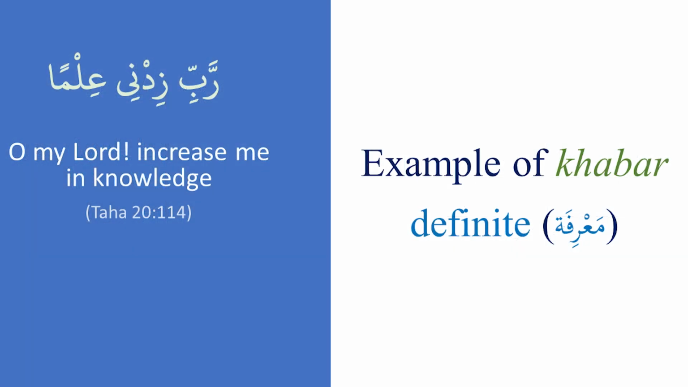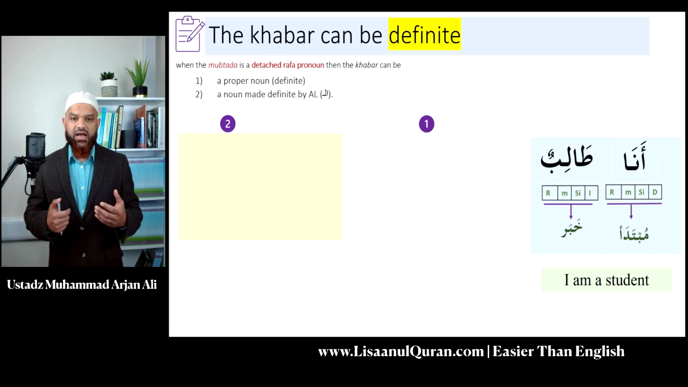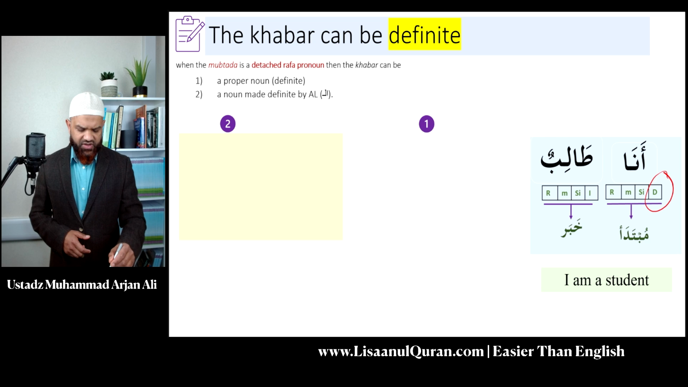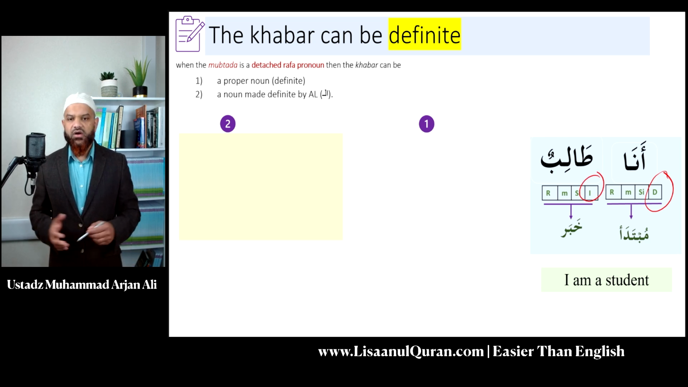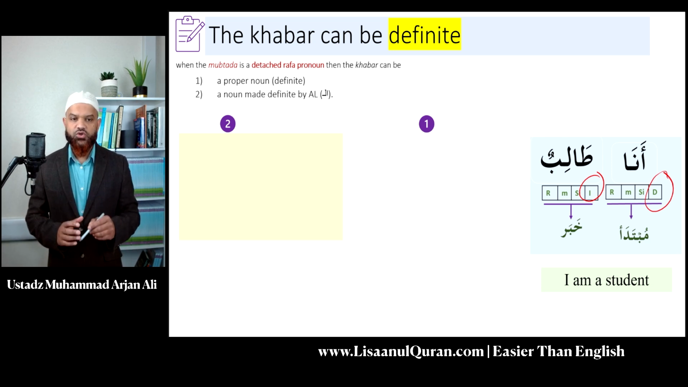Examples of the khabar being definite. When I say in Arabic, Ana talibun, I'm a student. Very simple. I have my mubtada and the khabar. Ana, of course, is definite, and we have our khabar talibun, which is indefinite. All the rules of the others are matching and so on. So we have all the rules of forming a Jumlah Ismyyah.